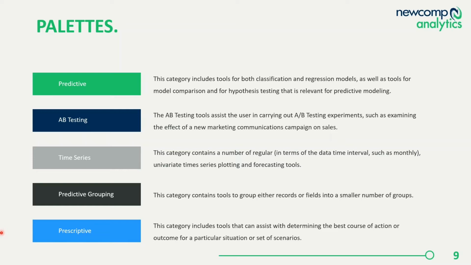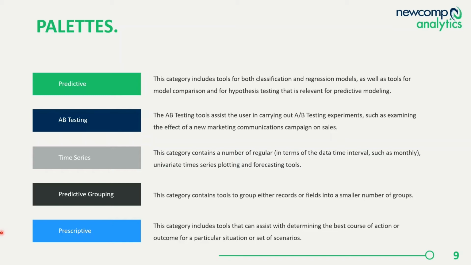We also have time series. This category contains a number of regular univariate time series plotting and forecasting tools. Among the tools, we have ARIMA and extended exponential smoothing forecast models, which can be used to create items like weekly sales forecast models. These methods are used in order to look at time-related elements, so trends, seasonalities, cyclical patterns that repeat over and over again. Something important to think about now is how our cyclical structures in our organizations have changed.